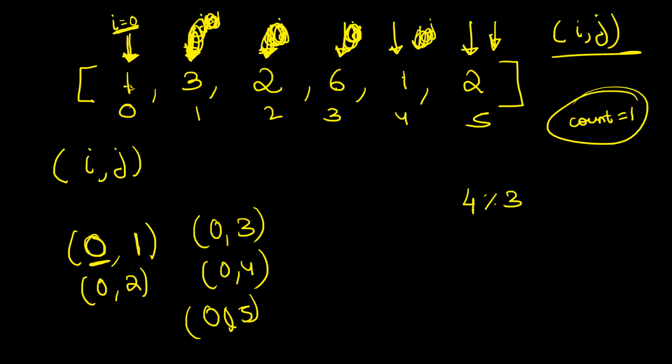Now J comes at index number 5. Now 1 plus 2 is 3. And I see that yes, 3 is divisible by 3. So definitely this is another valid pair. 0, 5 is another valid pair. So I will do a count plus plus.